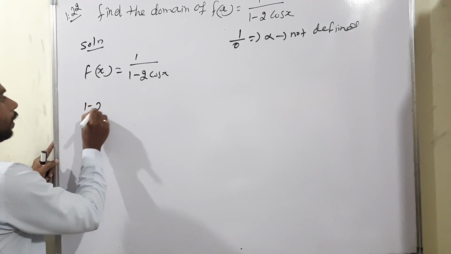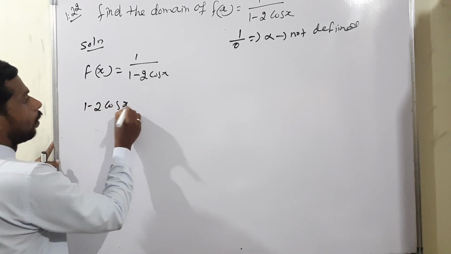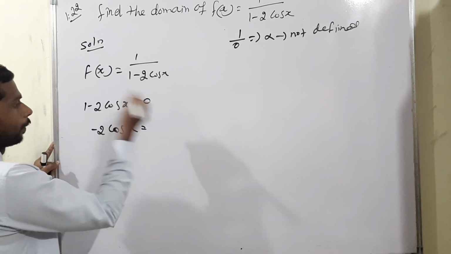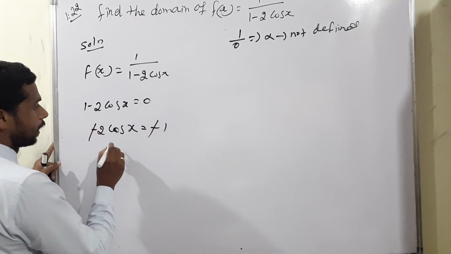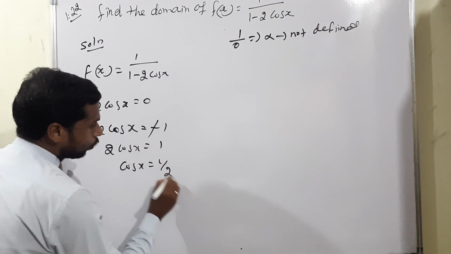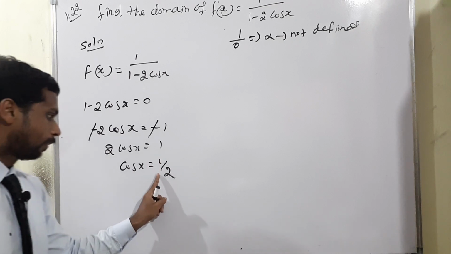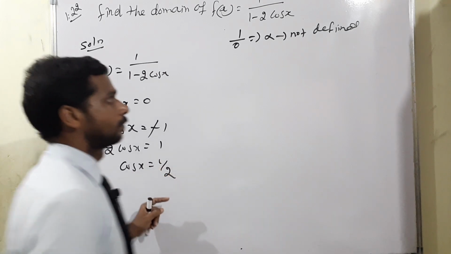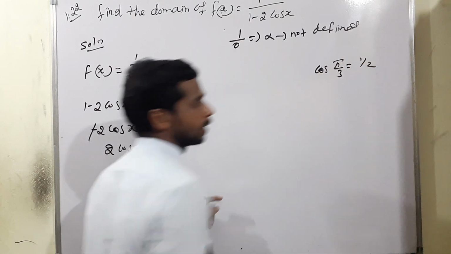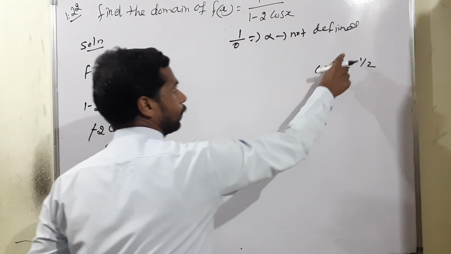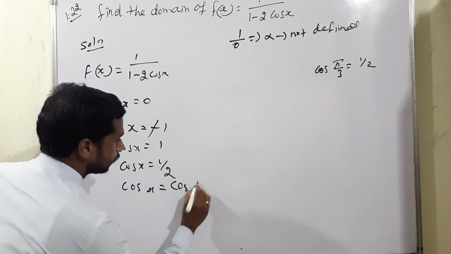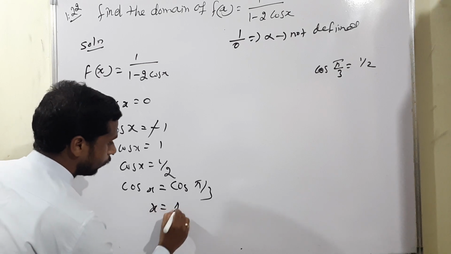Okay. Therefore 1 minus 2 cos x is equal to 0 means minus 2 cos x is equal to minus 1, bring it to the opposite side. Minus minus cancel. Again 2 cos x is equal to 1 means cos x is equal to 1 by 2. Therefore, when you get the value cos x equal to 1 by 2, cos 60, isn't it? So cos pi by 3 is equal to 1 by 2. Cos 60 value is 1 by 2. So instead of 1 by 2 we can write cos pi by 3. Therefore cos x is equal to cos pi by 3. Therefore x is equal to pi by 3.